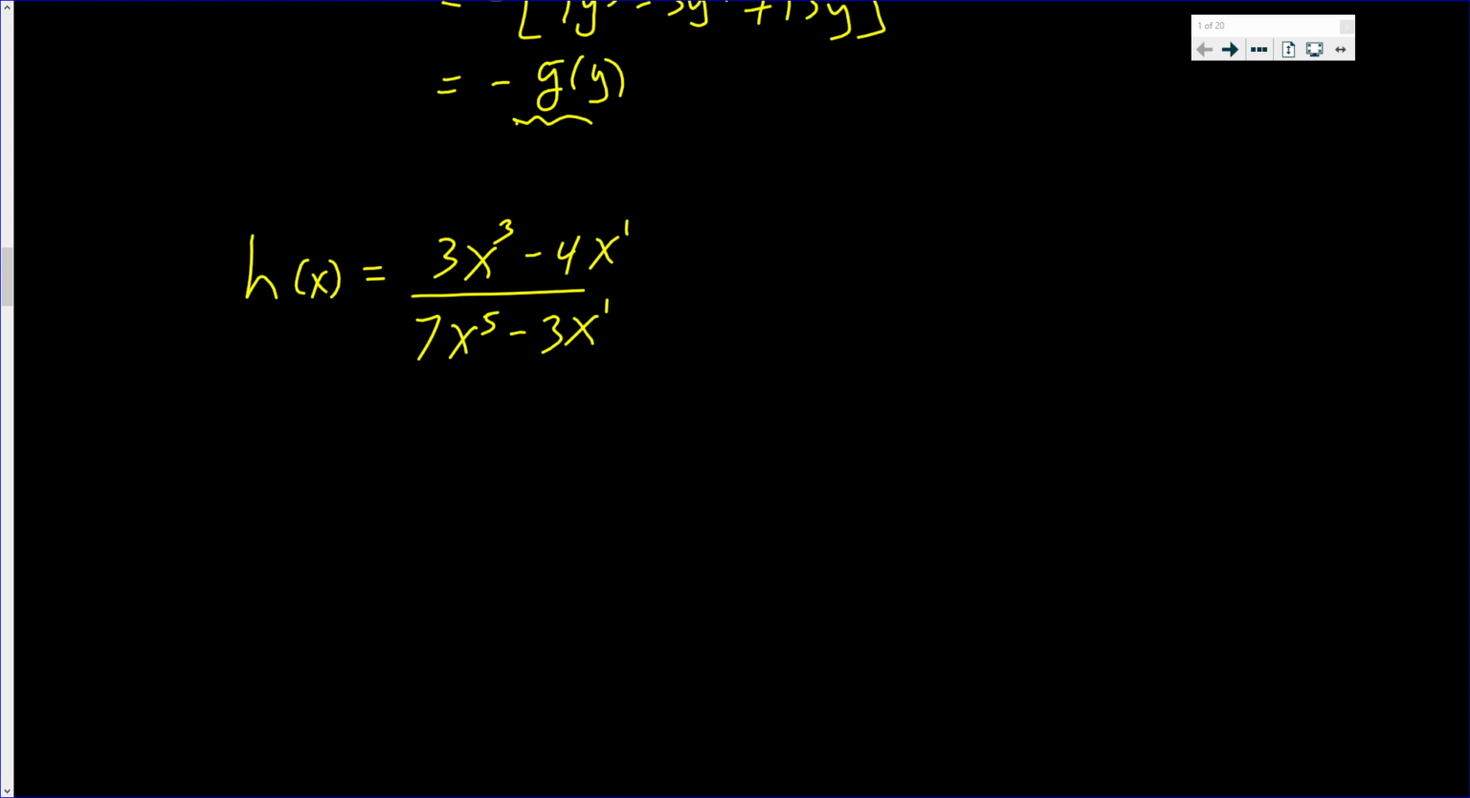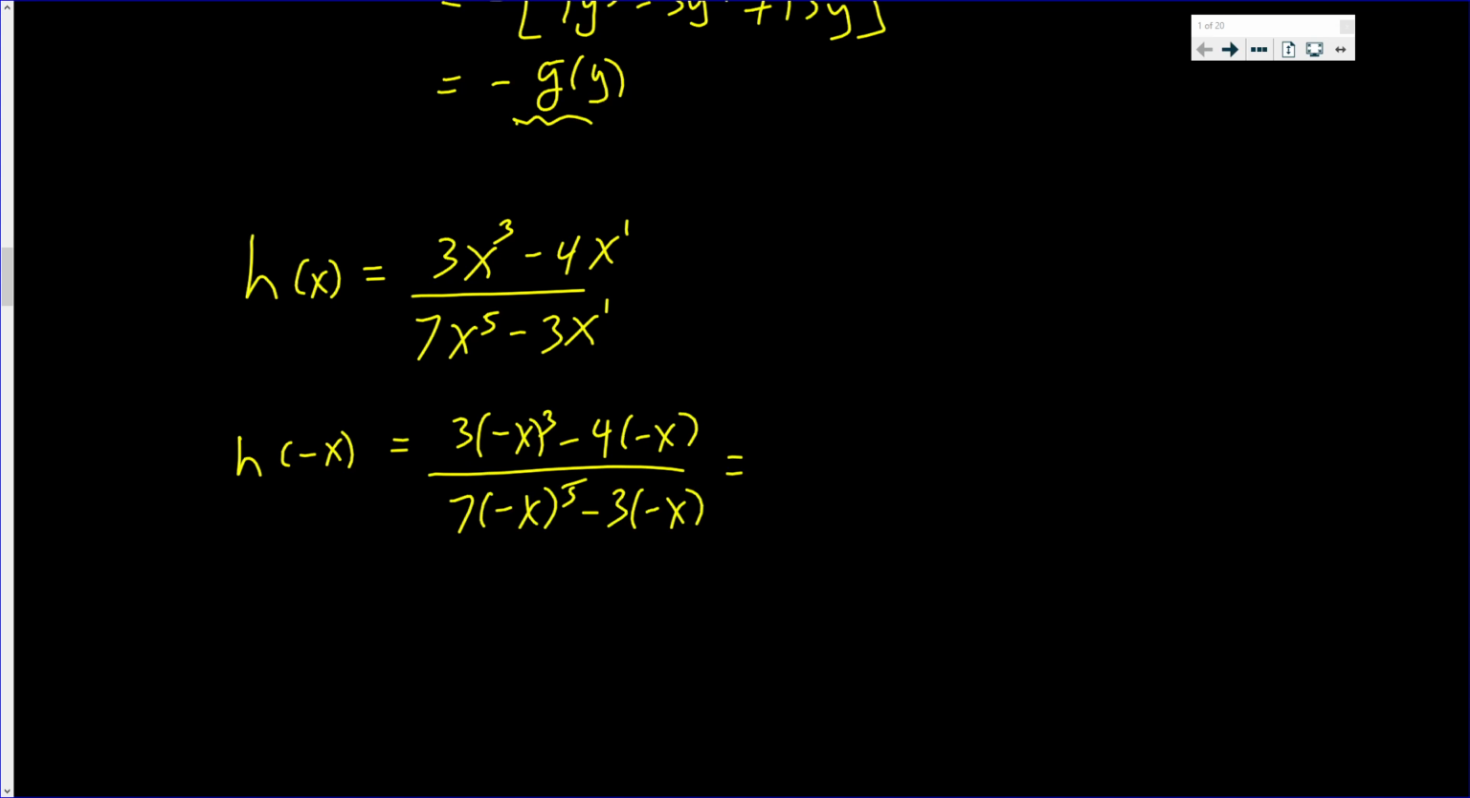So you may think, well, this is obviously odd. No, it isn't. Because when you plug in negative x for x in the numerator, you're going to be able to factor out a minus sign. And in the denominator, you're going to be able to factor out a minus sign. And those two negative signs will cancel out. For the numerator, we have negative 3x cubed plus 4x. In the bottom, we have negative 7x to the 5th plus 3x.